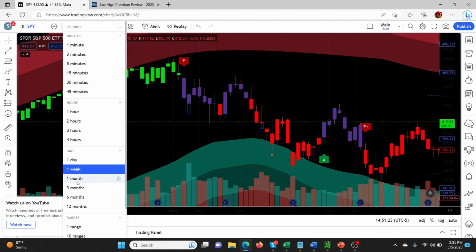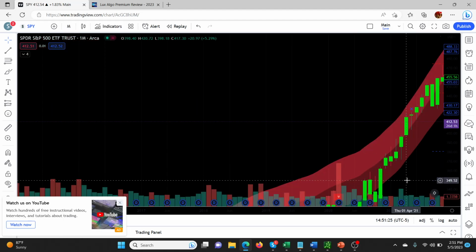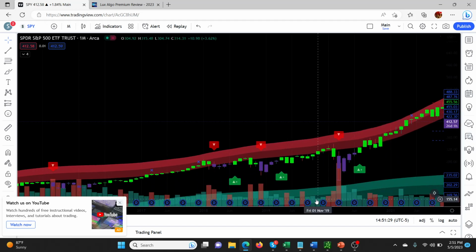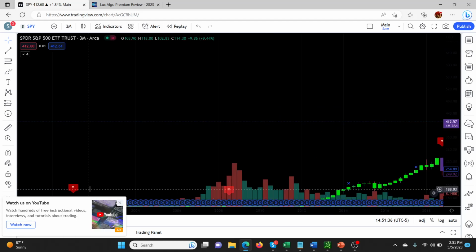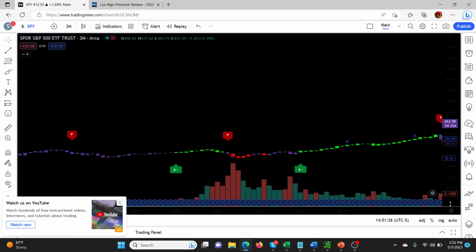I've never looked at the monthly. Let's have a look and see. I'm assuming it works on the monthly and everything just as well. Yeah, it does. There's a buy signal all the way up here. Let's try, I don't think I've ever looked at like 3 month. Let's see. Yeah. So it works on every time frame essentially.